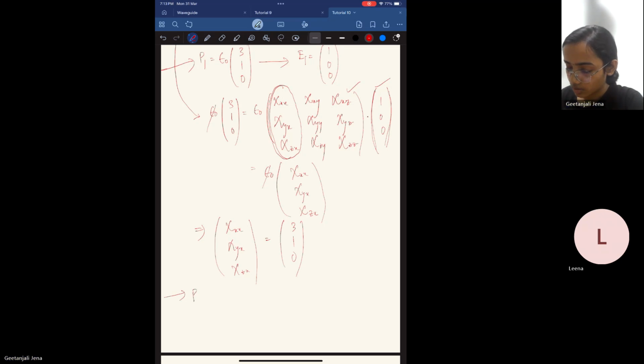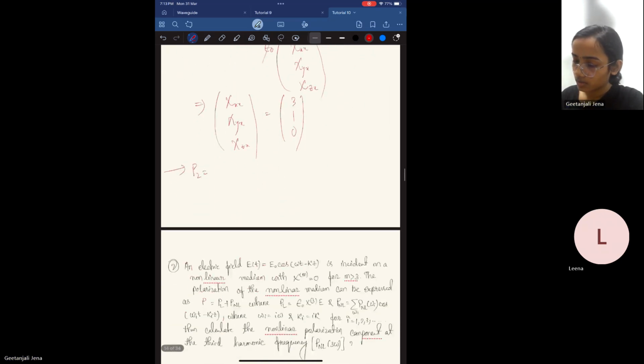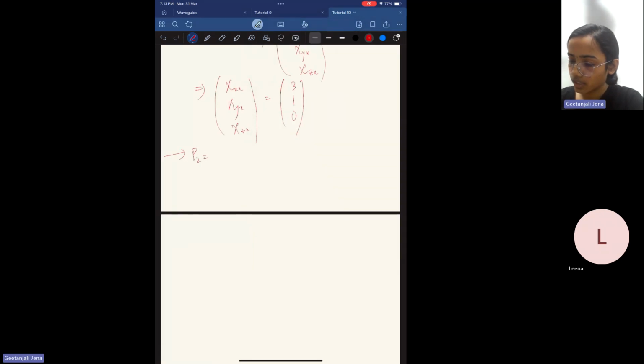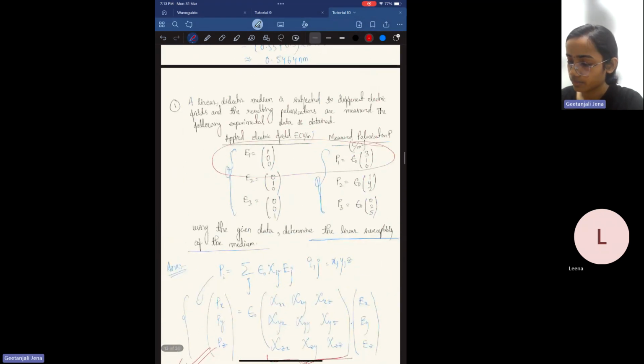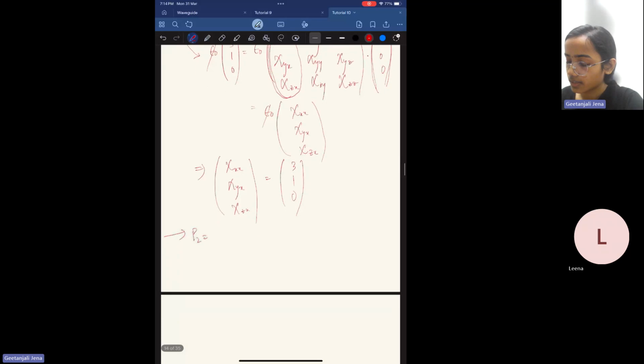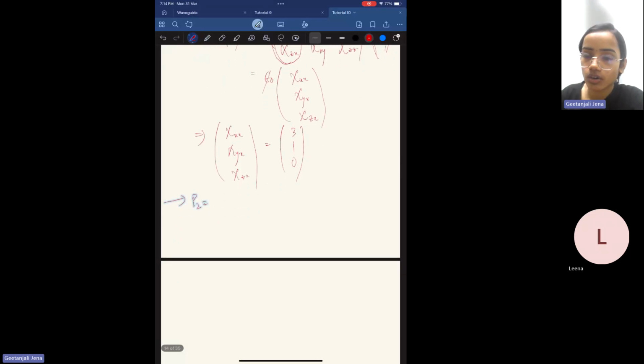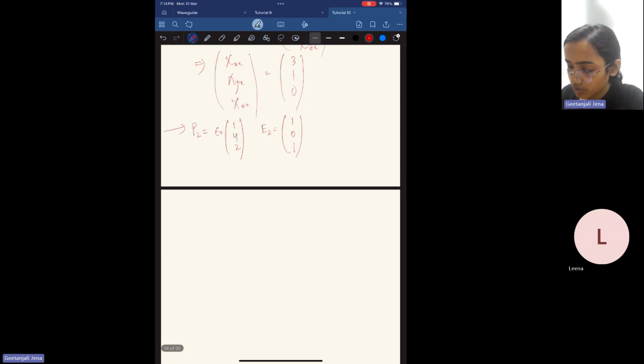For P2, let us see what is the response and what is the electric field. P2 is (1, 4, 2), and E2 is (0, 1, 0). So that means this will now pick out the second column vector of the susceptibility matrix. So you just need to put it in the general expression.